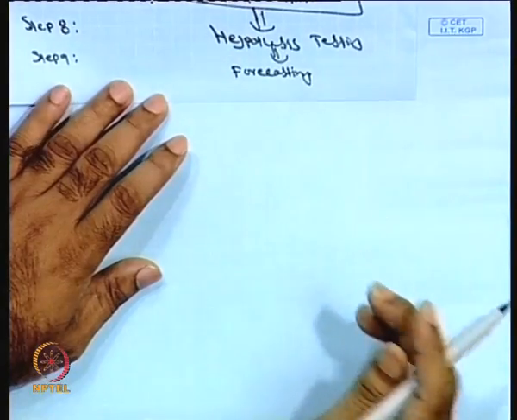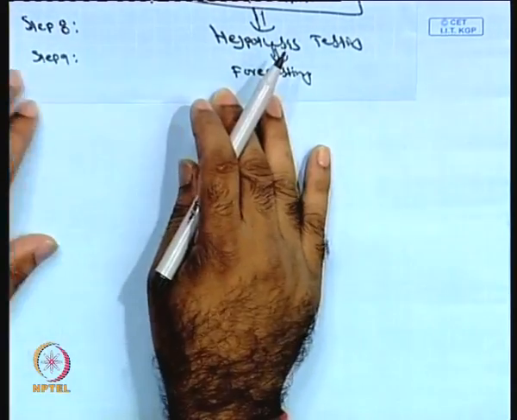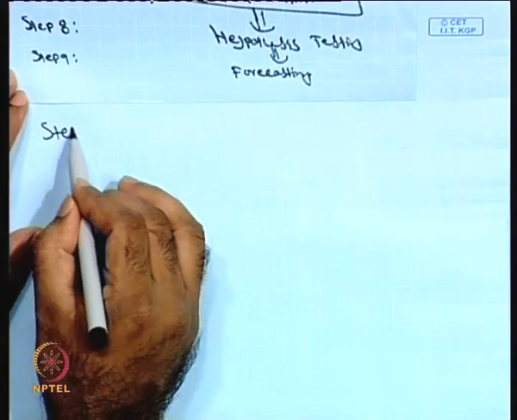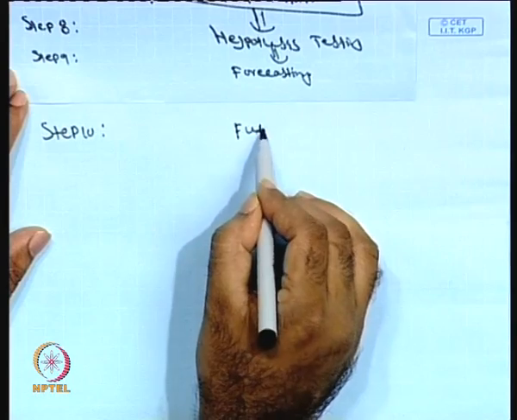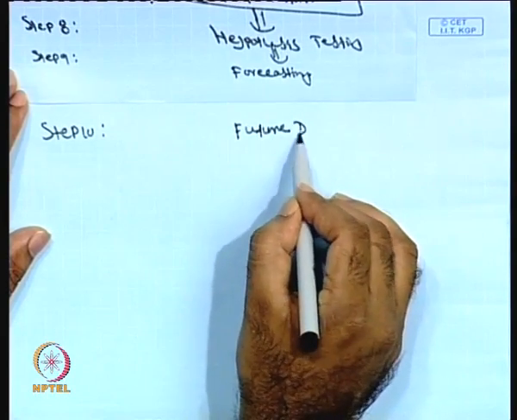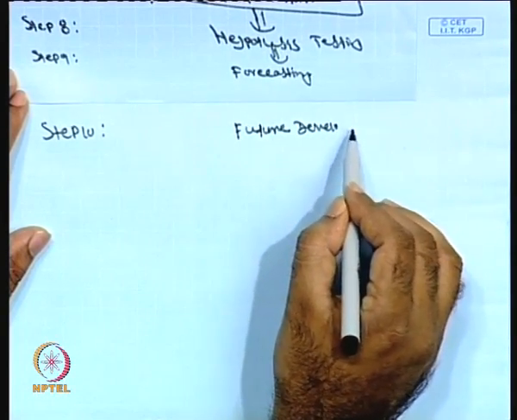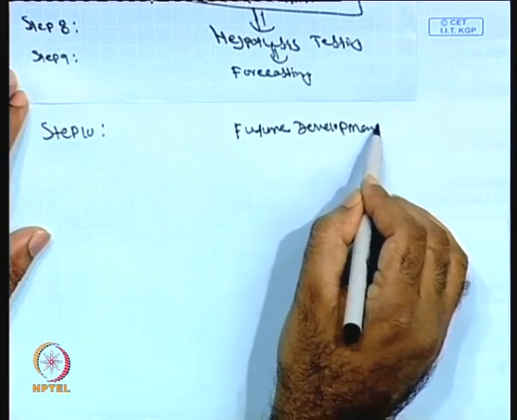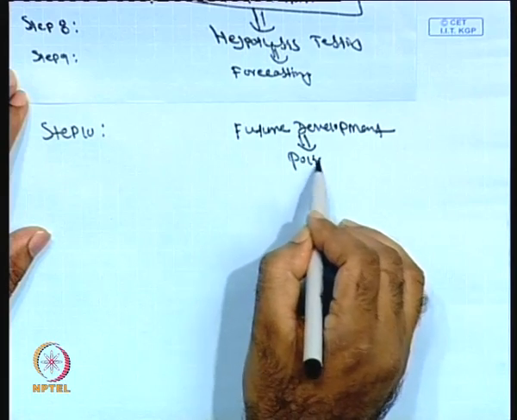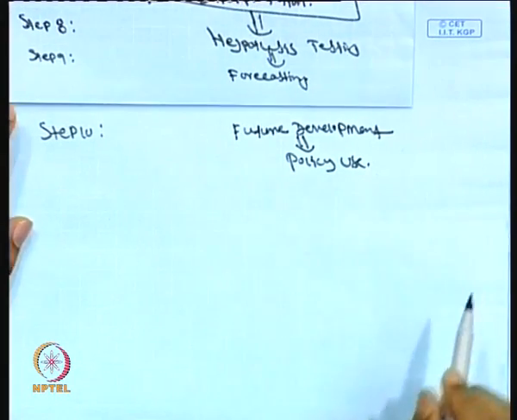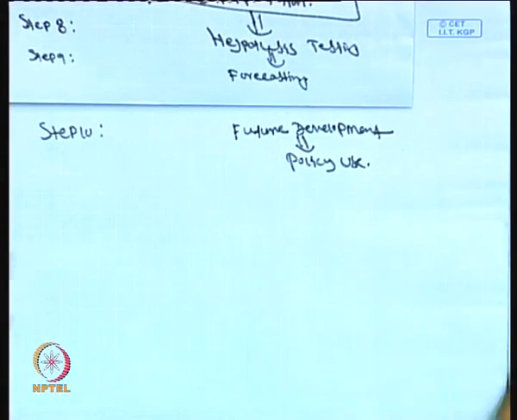So, now this forecasting has to go to step 10. So, now the step 10 process is go for future development, which is otherwise called as a policy use. Okay. This is what the complete process of econometric structures.